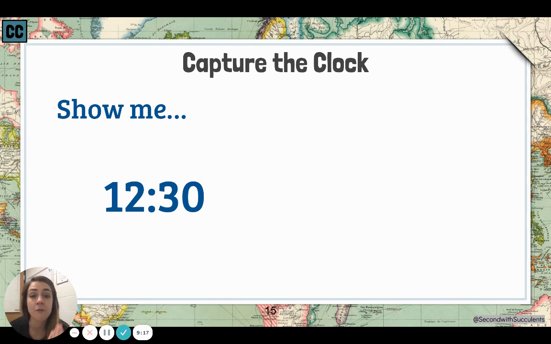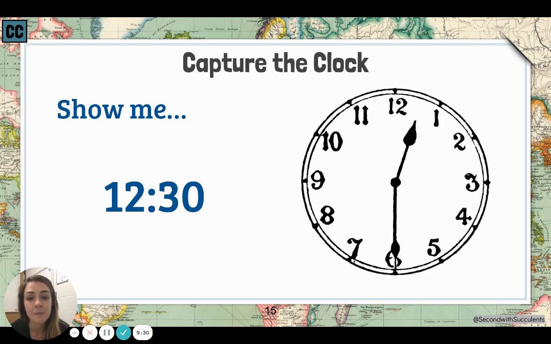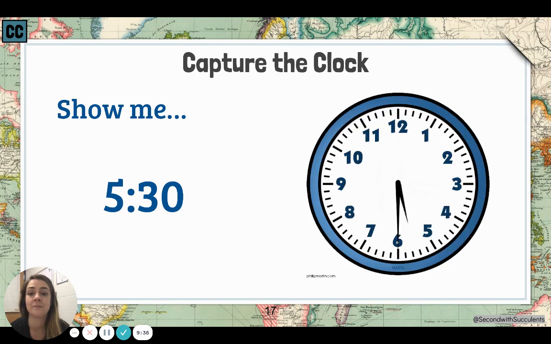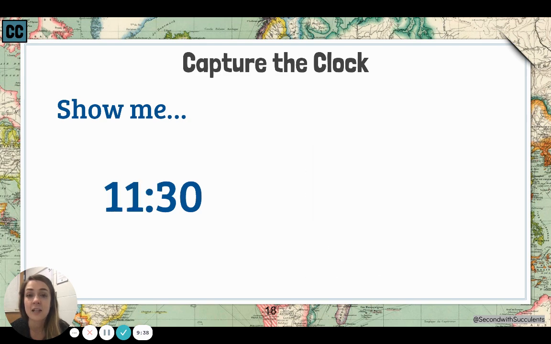Remember, you have to be mindful of the hour and the minute. So you're going to do all these times on your own after to practice, because time is one of our skills, even though we've already talked about it. We want it fresh in our brain. You'll do 9:30, 5:30, 11:30. So remember, you're writing these down so you can practice after.